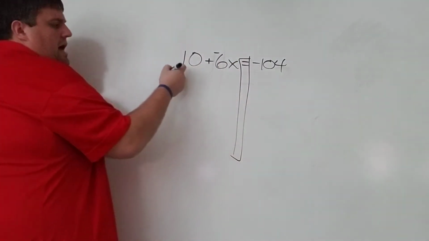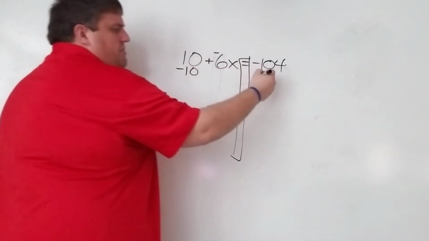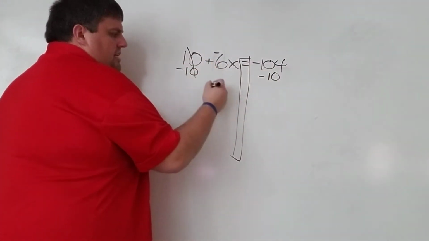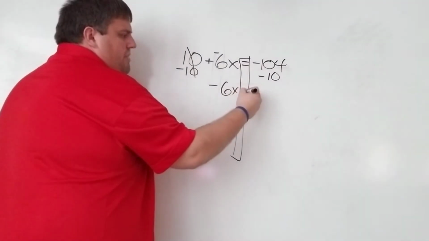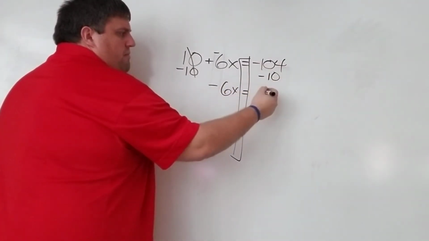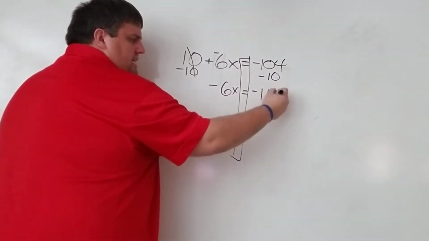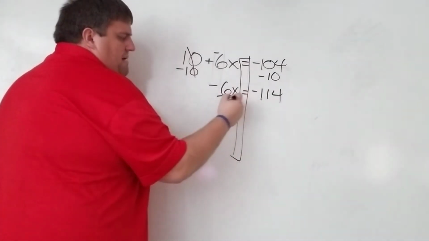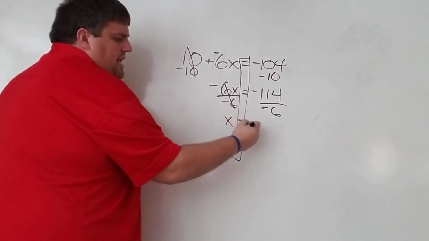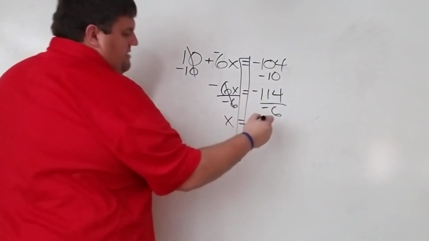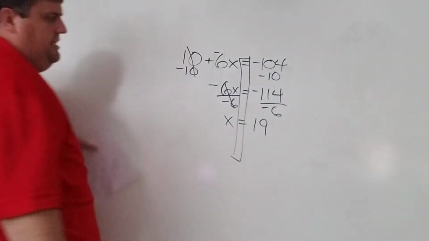Right? So to get rid of positive 10, I need to subtract 10 from both sides. That's going to leave me -6x. Make sure you don't lose that negative when you come down. And then -104 minus 10 is -114. And then divide by -6 on both sides. A negative divided by a negative is going to give you a positive, and that's going to be positive 19.